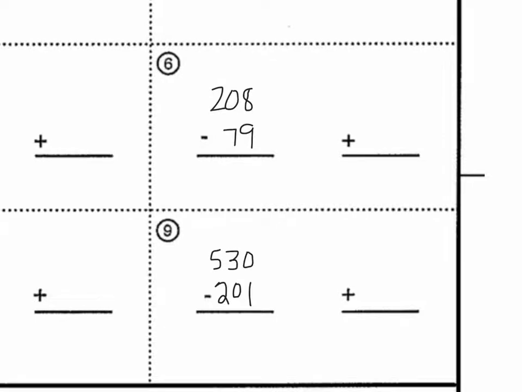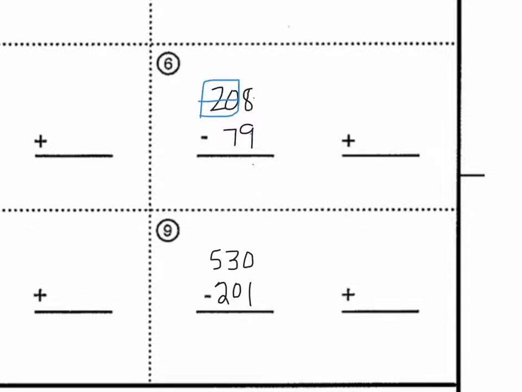All right, pause the video, do numbers 6 and number 9 on your own, and then turn the video back on when you're ready to see the solutions. You should have already done number 6. Here I go, 8 minus 9 is 1, right? No, no, no, no. 9 minus 8 is 1, but 8 minus 9 is not 1. I come next door to that 0. I got to regroup.